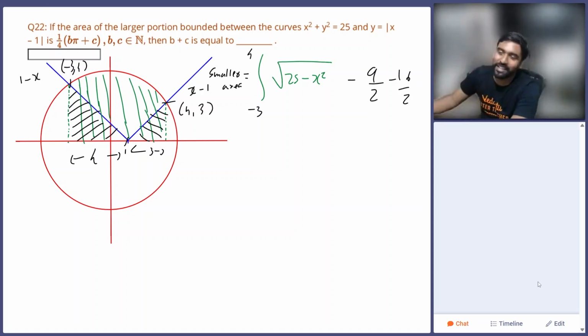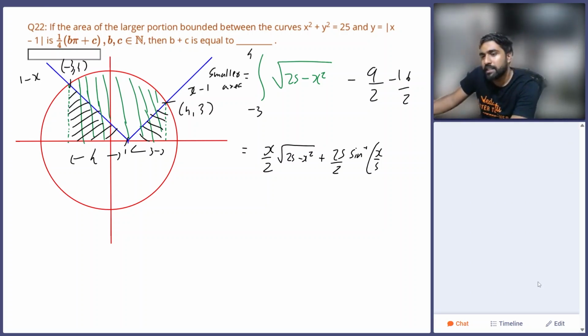Okay, let's first find the smaller area. We need to integrate root of a square minus x square. What is it? It is x by 2 into root of a square minus x square plus a square by 2, that's 25 by 2 into sine inverse of x by a, sine inverse x by 5, limit from minus 3 to 4. Substitute the upper limit, and there's this minus 25 by 2 also. Cannot forget that. Okay, smaller area, let's call it SA.